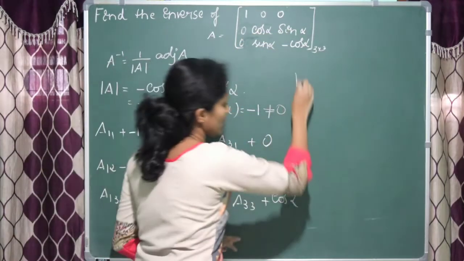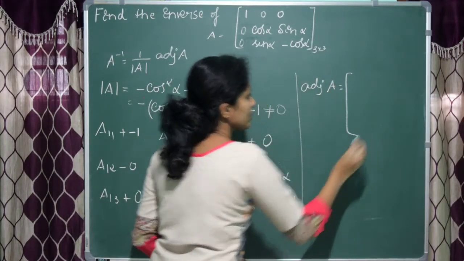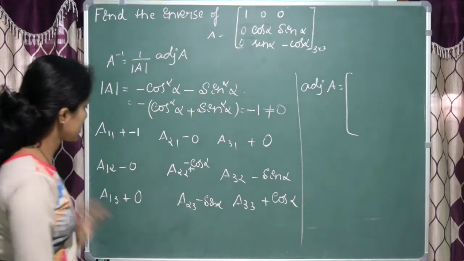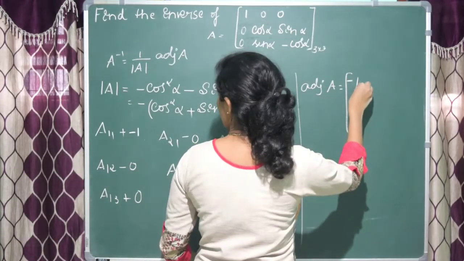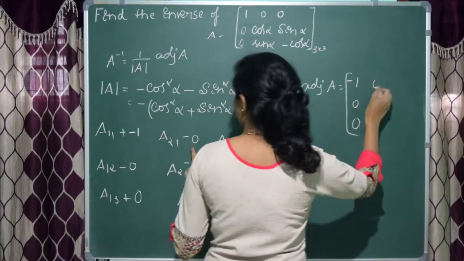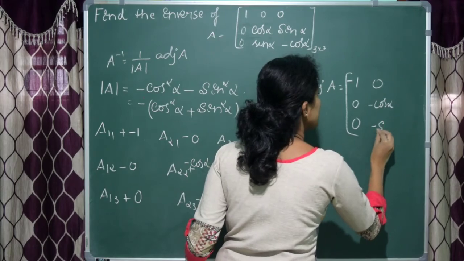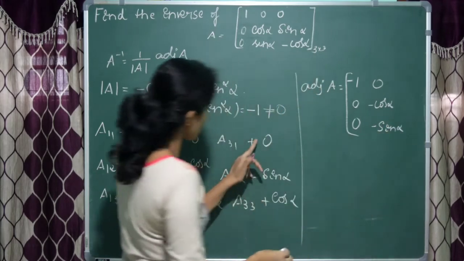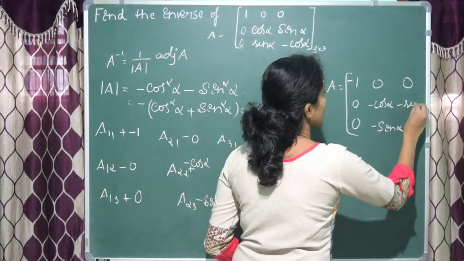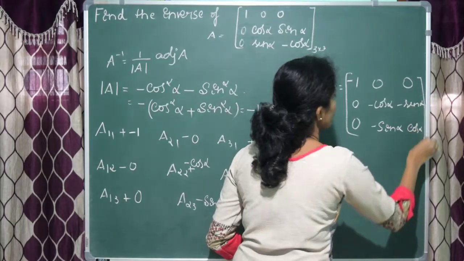Now, we will write the adjoint of A. So, adjoint of A is equal to this. Actually, this is a row, right? We have to write the transpose of that. We write this one as a column. So, that is minus 1, 0 and 0, right? Now 0, minus cos alpha, then minus sin alpha. Last row will be 0 and minus sin alpha and this is equal to cos alpha. Now we got the value of adjoint of A.